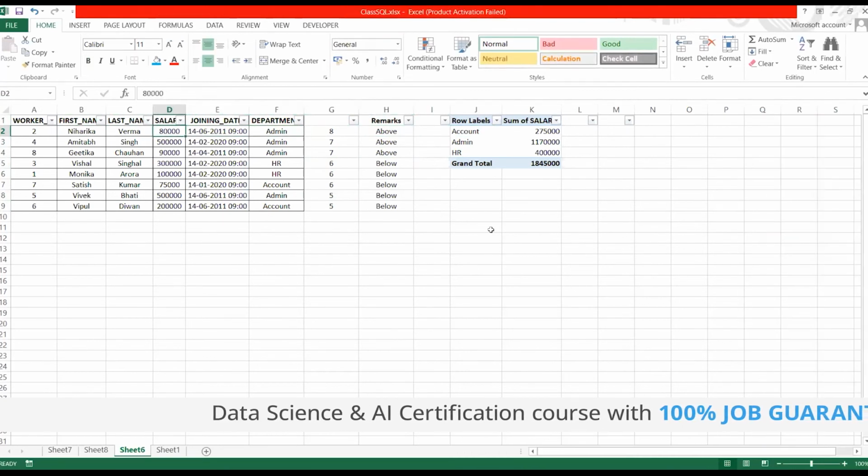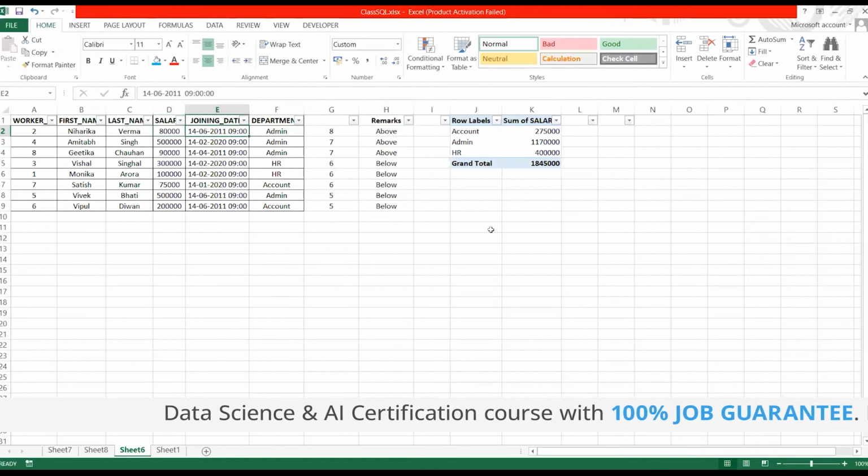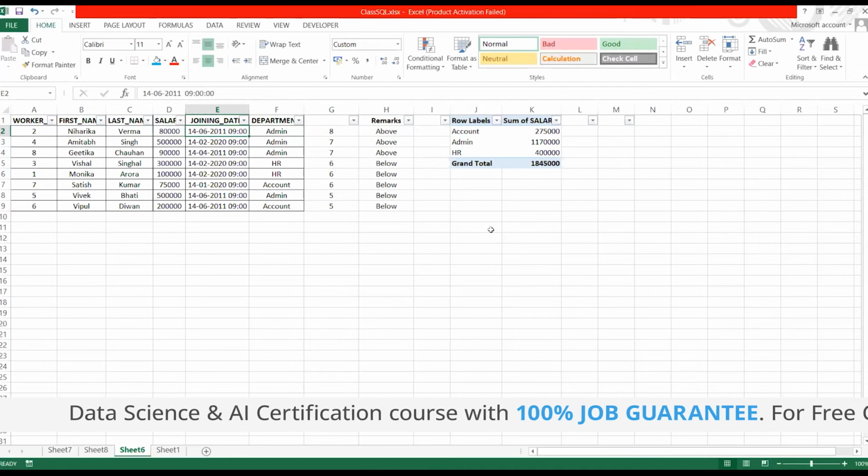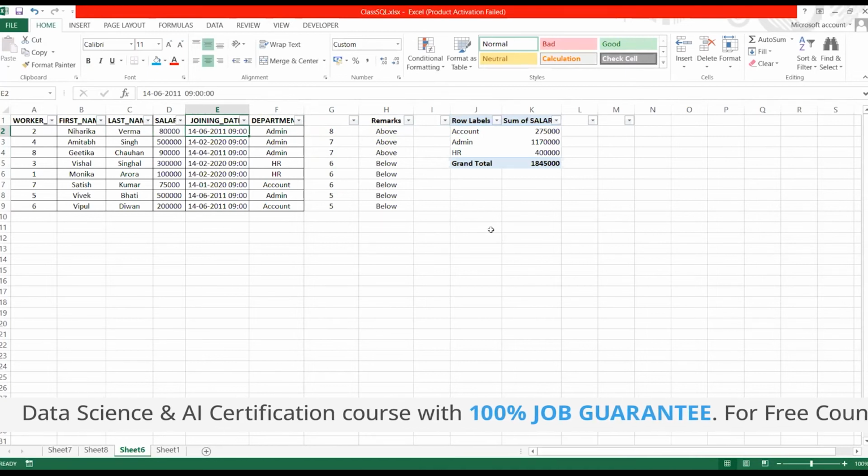Okay, so you can put in a salary also. You can put in the joining dates also. Wherever the joining date is in a particular month, you can keep it as a different case. Okay, sir. Thank you.